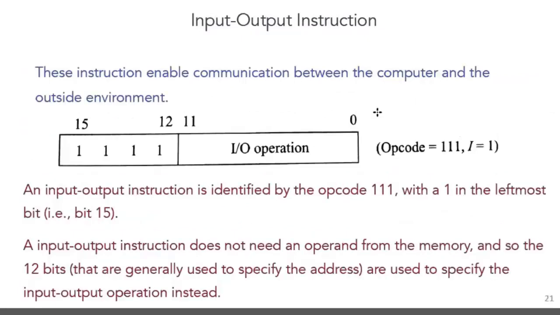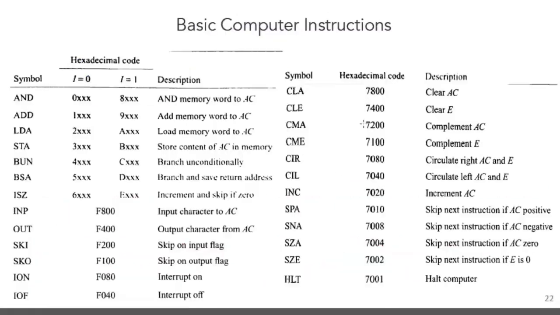Now, what are input output instructions? These instructions enable communication between the computer and the outside environment. That means these are the instructions that are given by the input output devices. An input output instruction is defined by the opcode 111 with a 1 in the leftmost bit. An input output instruction does not need an operand from the memory, so the 12 bits are used to specify the input output operation instead. So these are the basic computer instructions.